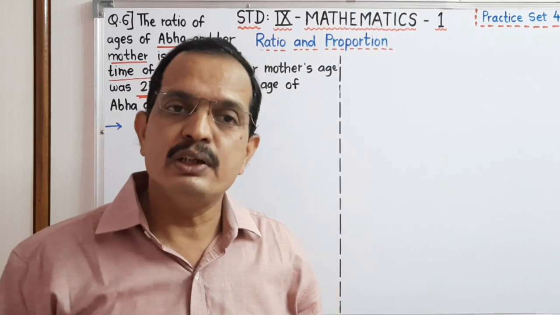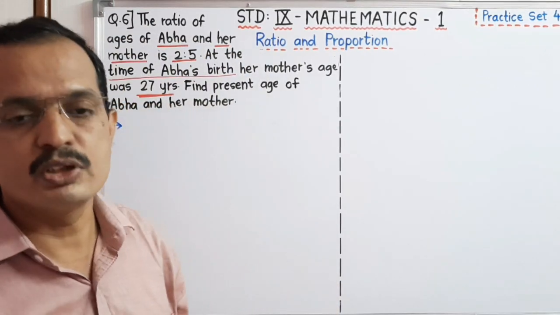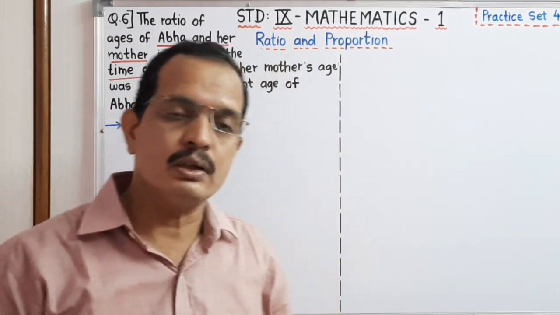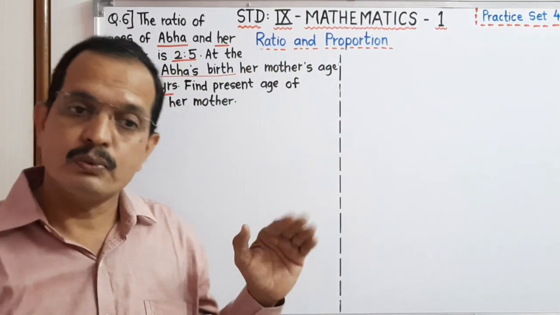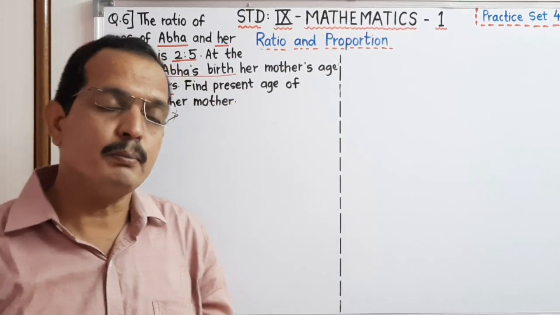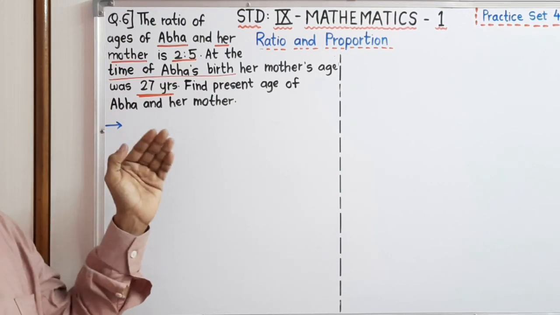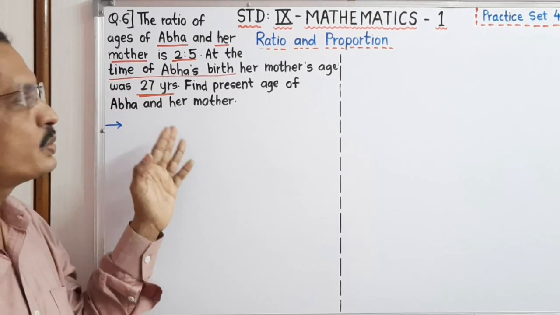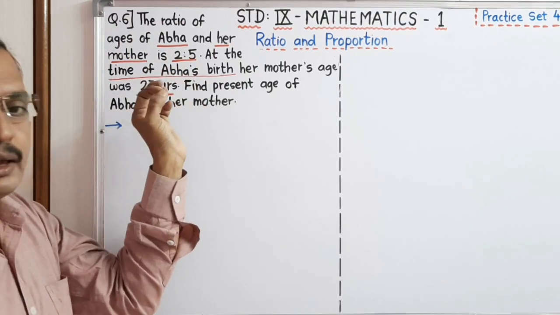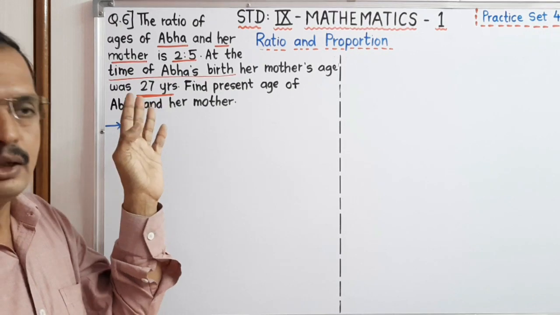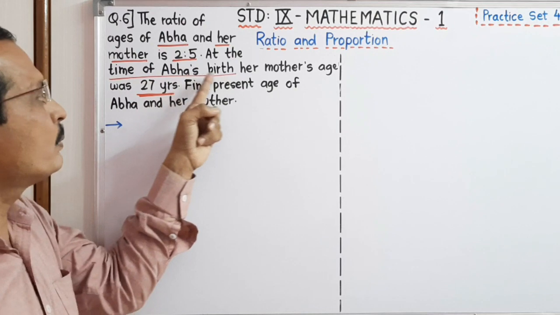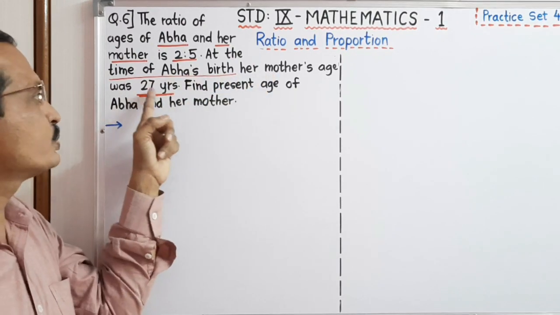After understanding the meaning, you have to form the equation, and that equation we have to solve. Solving the equation is not a difficult part, but first of all, from the given information, we have to understand the meaning and then frame the equation. That is the most important thing. Let students see here. The ratio of ages is given, not the exact ages. Here the ratio is given, and at the time of Abba's birth, her mother's age was 27 years.